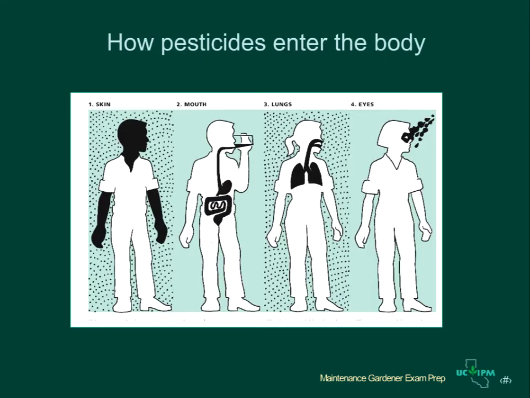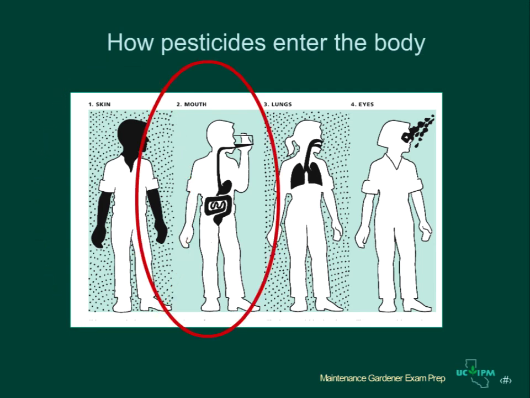Pesticides can enter your body through the skin, mouth, lungs, or eyes. Skin contact is the most common type of pesticide exposure. Skin exposure may result in a rash or mild skin irritation or burns. Pesticides absorbed through the skin may be carried by blood to other parts of the body.